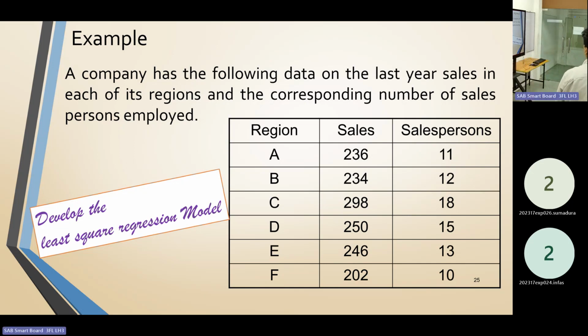So we'll go for this example. When you take down this data set, leave some space on the right side for the calculation. We need sigma x, sigma y, sigma xy, so we need to get those values. Leave some space on the right.